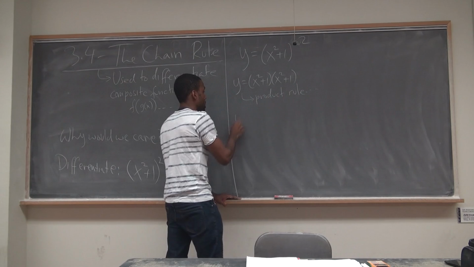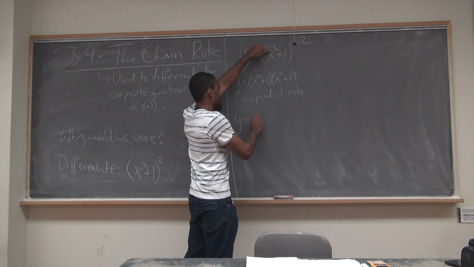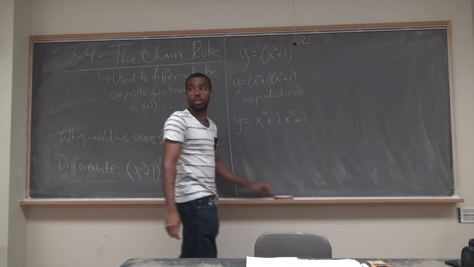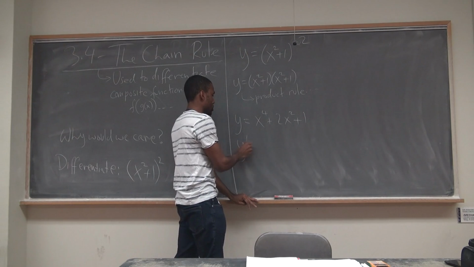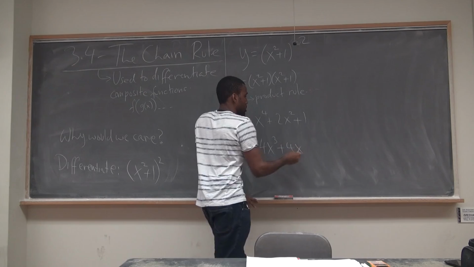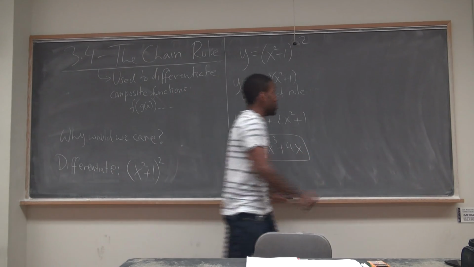You could also say, because I know how to square a binomial, I just know it's actually x to the 4th plus 2x squared plus 1. And then I could use the power rule. Right? So that's 4x cubed plus 4x plus 0. So we can differentiate that, no problem.